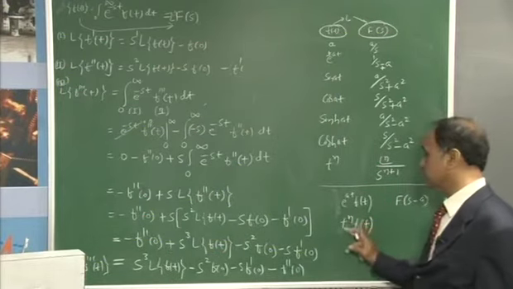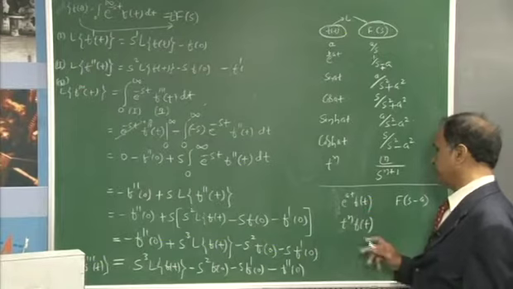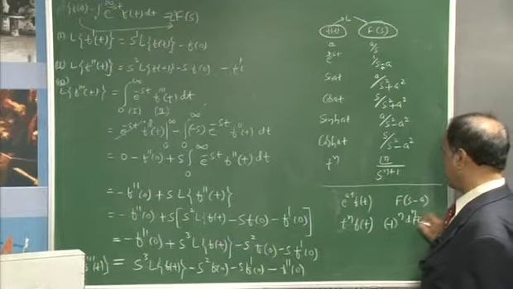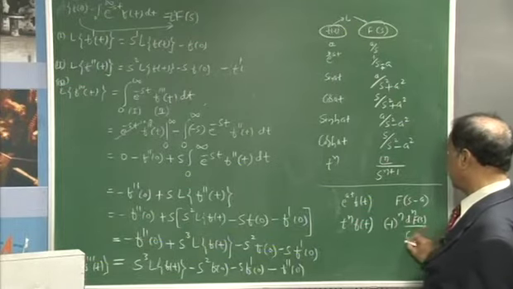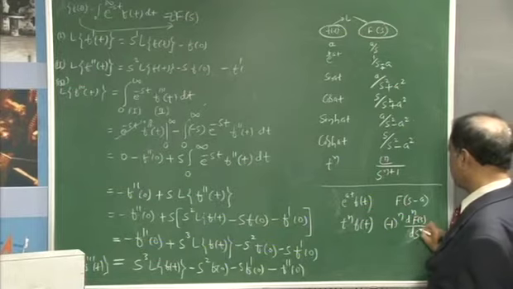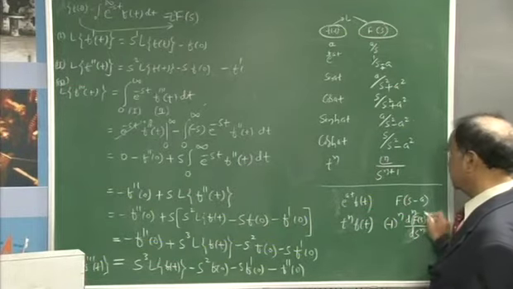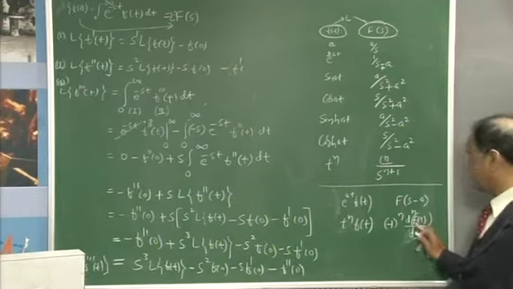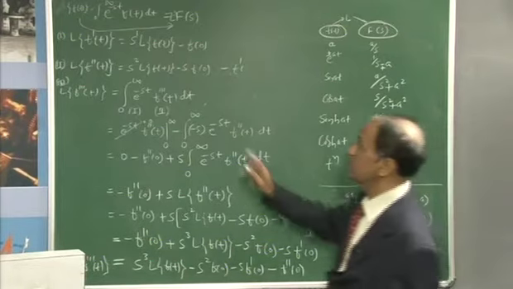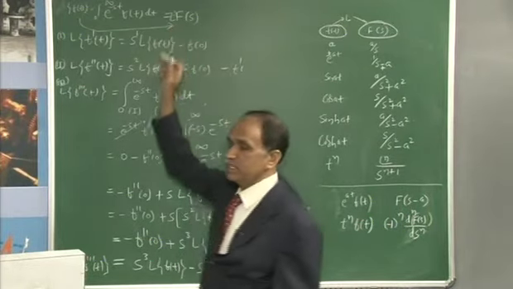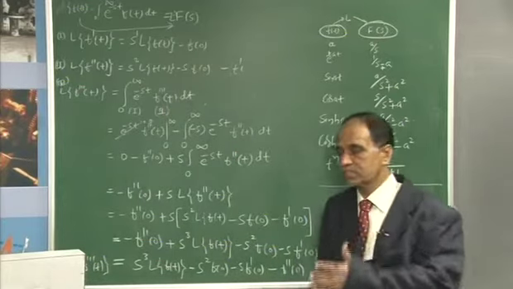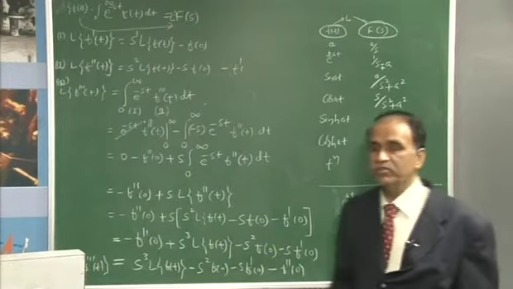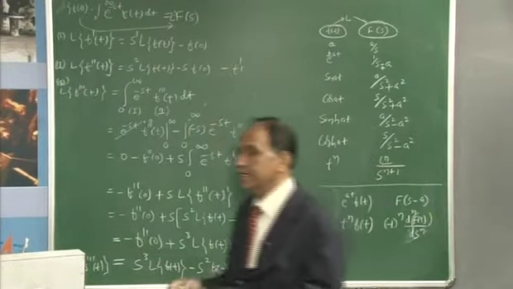Multiplication by the algebraic term t to the power n, and then f of t. The result is minus 1 to the power n, d n of F of s divided by ds to the power n. This F of s is due to L of f of t. That means this f of t gives us F of s, and there also you can understand the inverse Laplace transform. As and when we require, we will reverse the relation. So these are the two important properties we will normally apply.